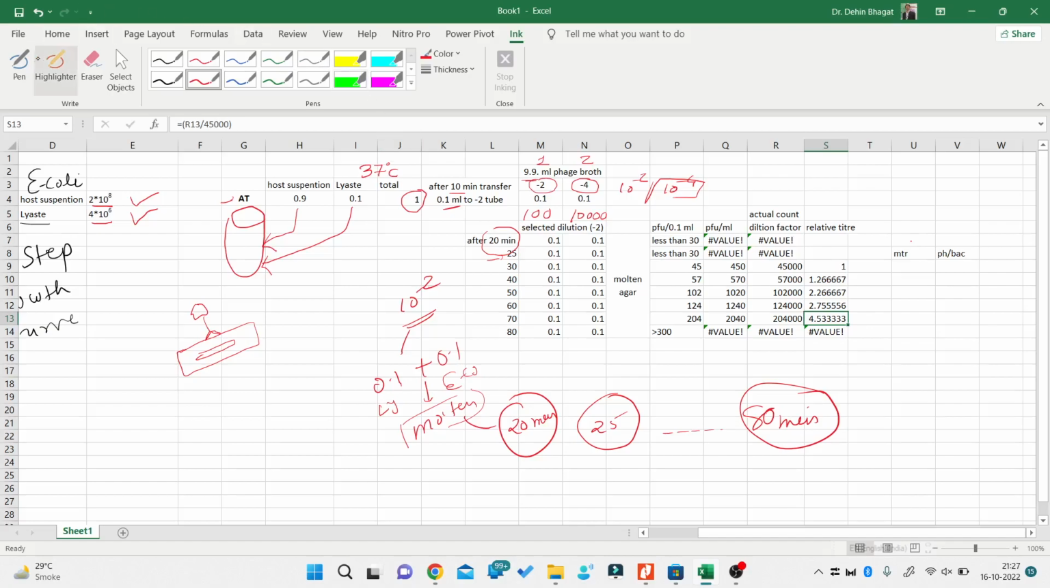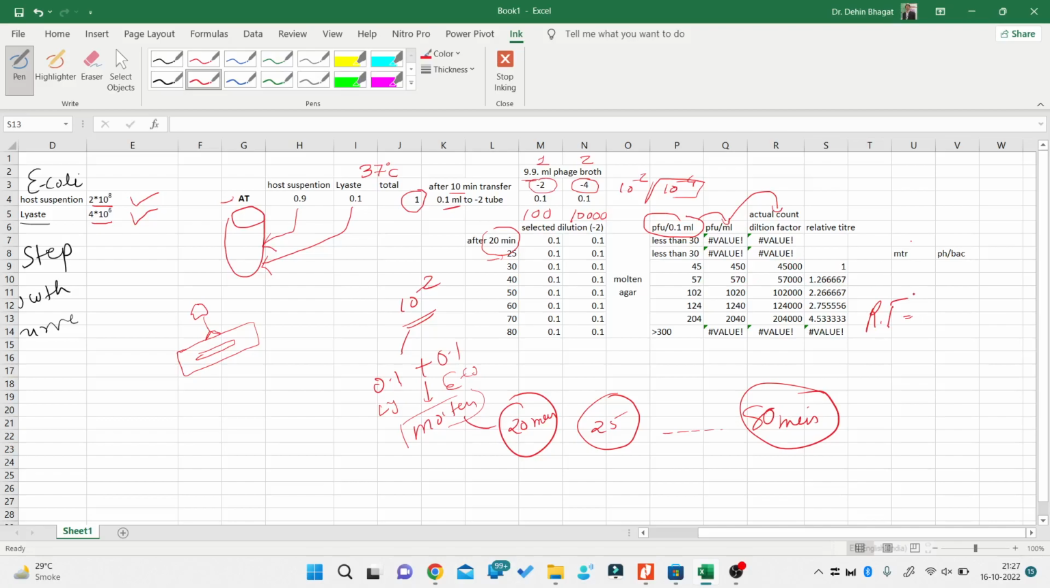The calculation part is very easy. Simply calculate the amount of PFU in 1 ml, convert it into 1 ml. After that, for the actual count, multiply with the dilution factor, and from that you get the final count. Using this final count, find the relative titer. The relative titer is relative to the eclipse period, the first PFU value you got, right?